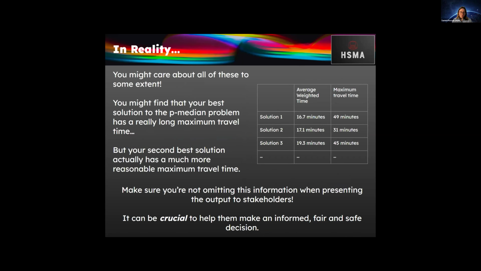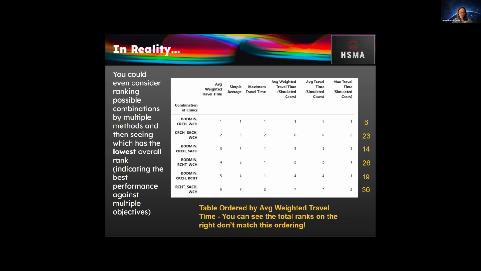So as I say, in reality, you might care about all of these to some extent. Your best solution to the P-median problem has a really long maximum travel time. So it is just important to make sure you're presenting this to your stakeholders. It can be really crucial to help them make an informed, fair and safe decision about this problem. And there's lots of different ways you can provide this. We'll go through a few different ways, but a simple table with potentially a couple of rankings of your solutions can go a long way. So actually you could be looking at something like, here's my different possible combinations of clinic locations.